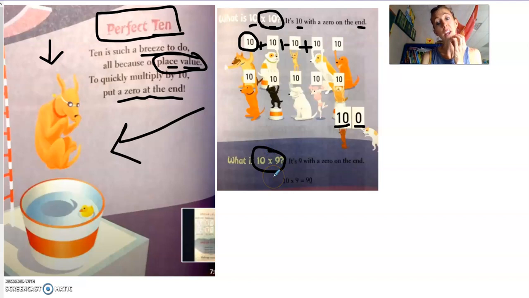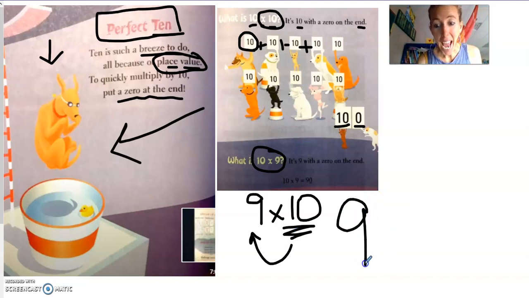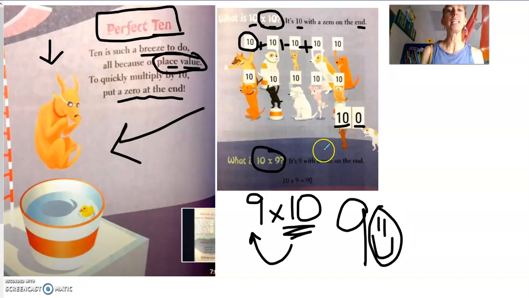So what is 10 times 9? Well, I could write out 10 groups of 9, but I don't want to write that many 9s. Or I could write out 9 groups of 10. So now I have 10 showing up how many times? 9 times. So I could count by 10 9 times, or I could just put 9 and put a 0 at the end. 9 times 10 or 10 times 9 is gonna be 90.